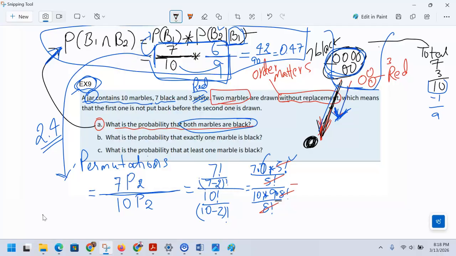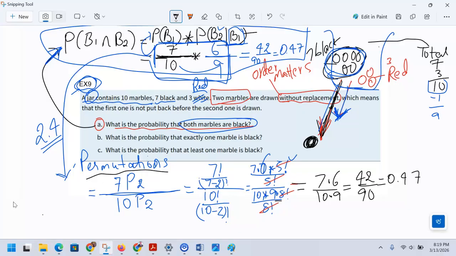So what I left is 7 times 6 divided by 10 times 9, that is 42 divided by 90, and you get the same answer, 0.47. So this is another way to do it using permutation.